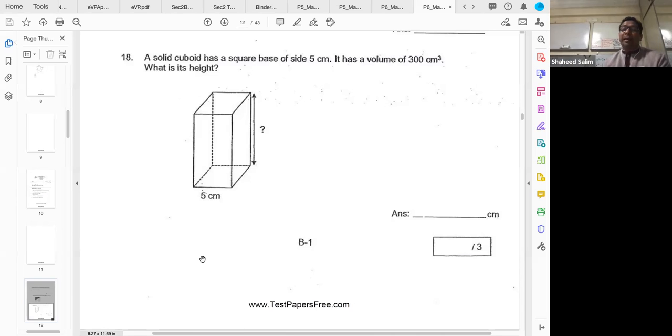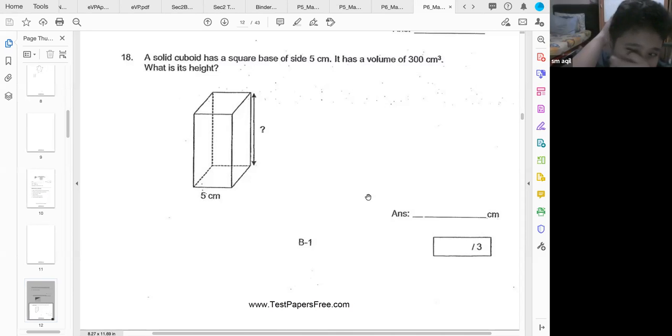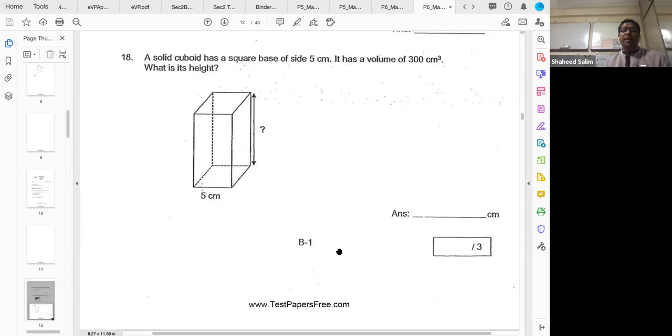Okay, Izzat, you say that is the answer, is it? Oh no, the previous answer. Okay, can you try? What is the height? You can do this. You say volume not tested. Volume P5 is tested. This is P5 volume. I repeat, volume P5 is tested.